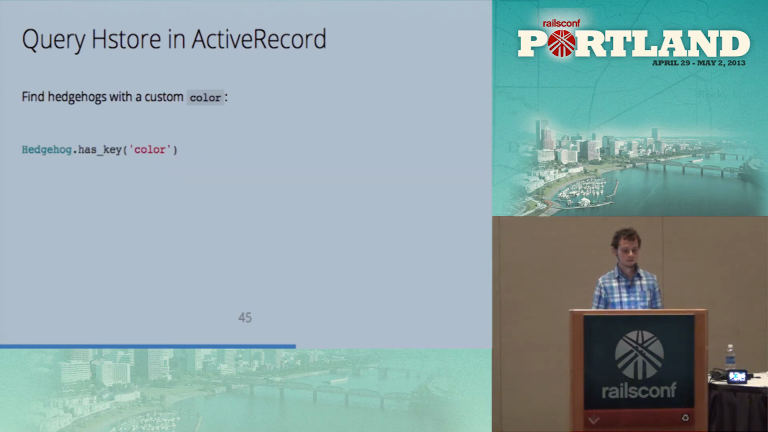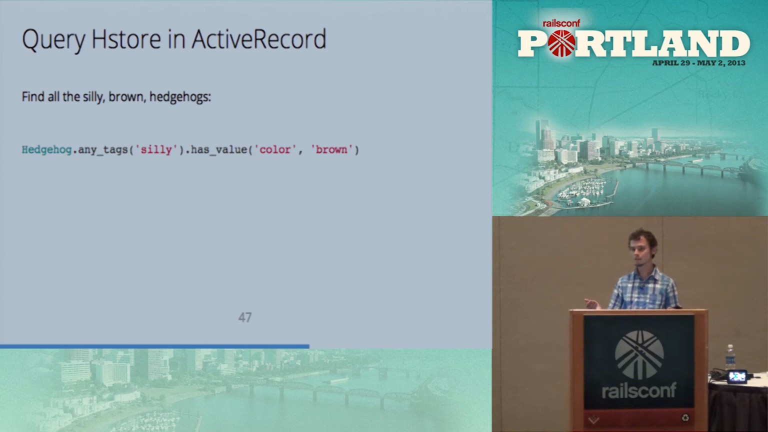How would we use this? It's trivial. Once you've got that scope set up and we've taught it about what those operators do, we can now just say, hey, give me all the hedgehogs that have a custom color. Or, hey, give me all the hedgehogs that have a custom color that's brown. Or, hey, give me all the silly brown hedgehogs. Again, we're able to teach ActiveRecord new tricks that are able to combine together and all work in concert.